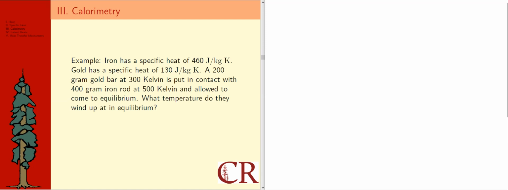Iron has a specific heat of 460 joules per kilogram Kelvin. Gold has a specific heat of 130 joules per kilogram Kelvin. A 200-gram gold bar at 300 Kelvin is put in contact with a 400-gram iron rod at 500 Kelvin and allowed to come to equilibrium. What temperature do they wind up at in equilibrium?